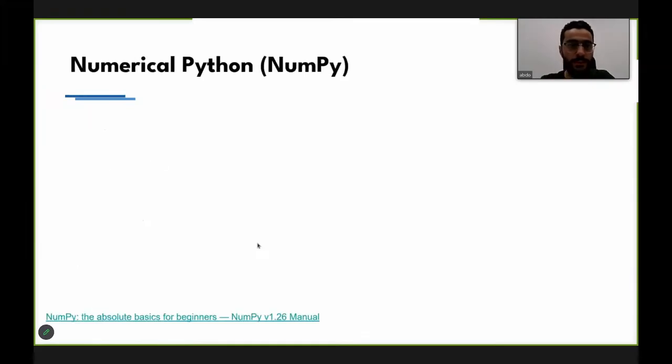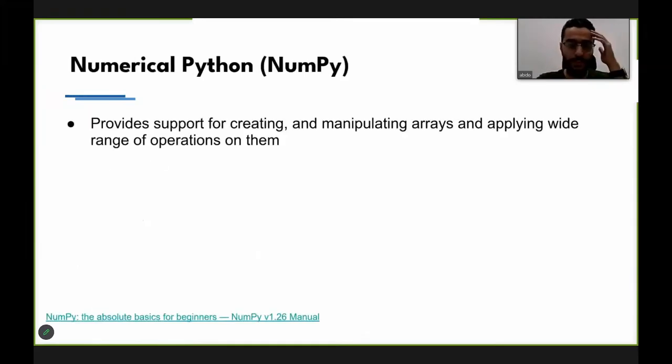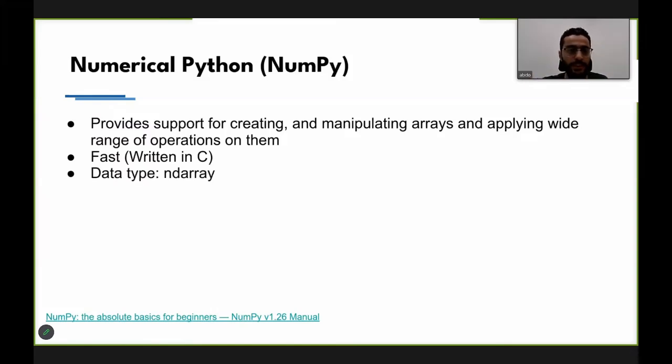All right, so let's start with NumPy. NumPy provides support for creating and manipulating arrays and applying a wide range of operations on them. You can do a dot product, you can invert a matrix, you can do a lot of stuff. Whatever you need to do with a matrix, you can do it with NumPy arrays. And it's fast compared to normal Python because it's written in C and just wrapped with a Python wrapper. The data type it uses is called ndarray.